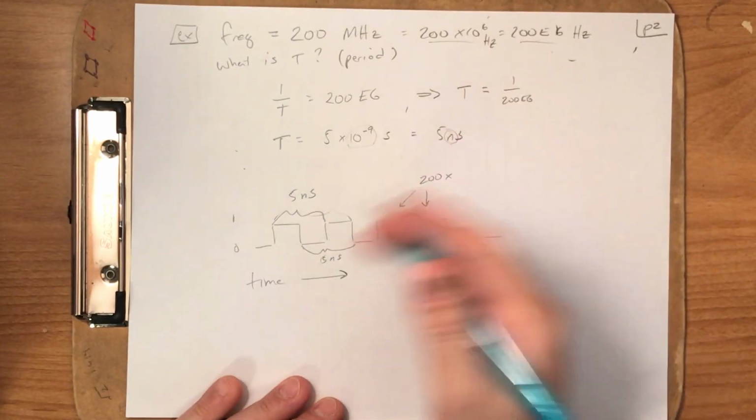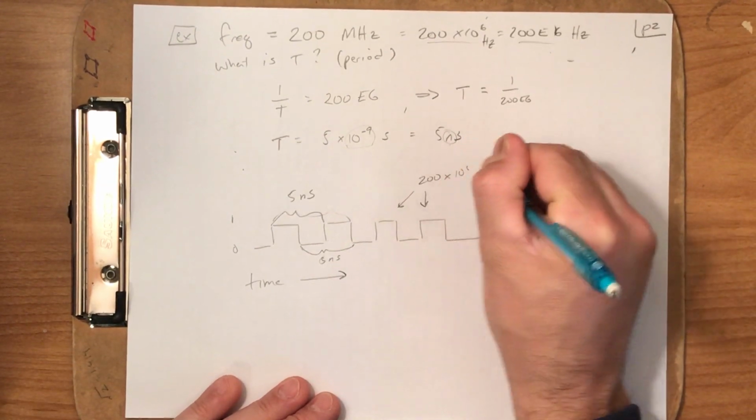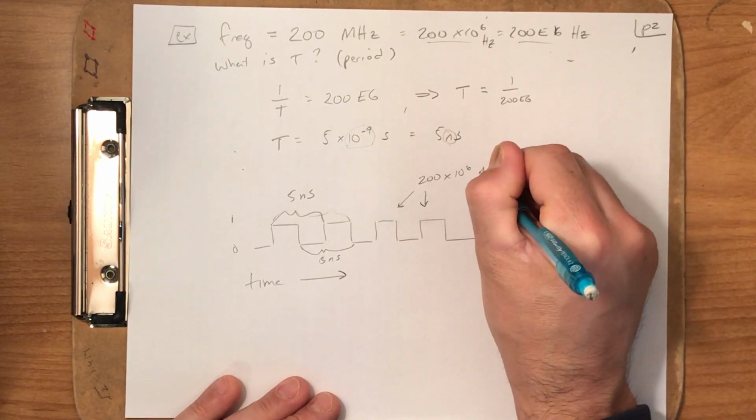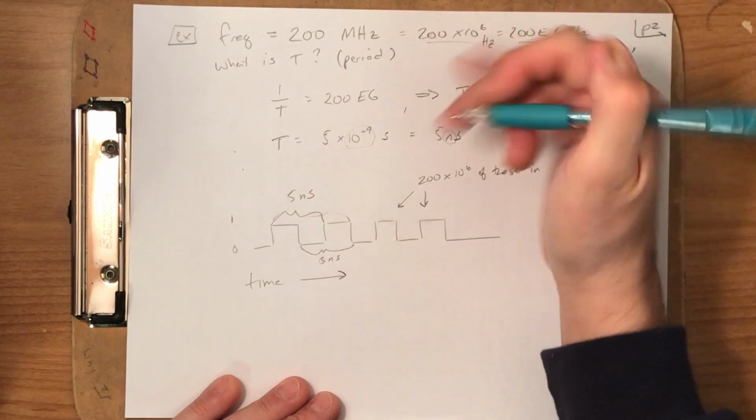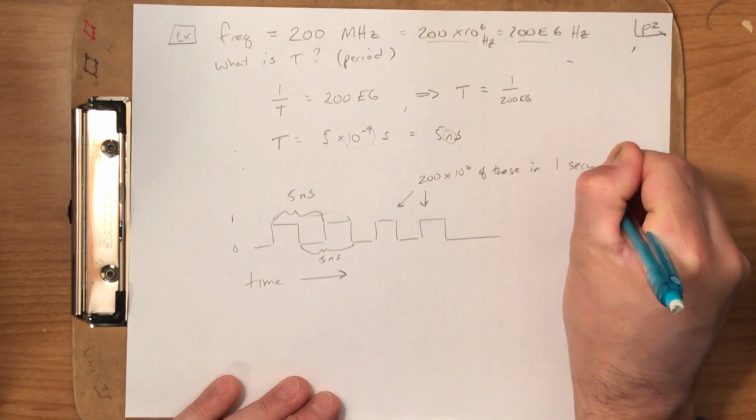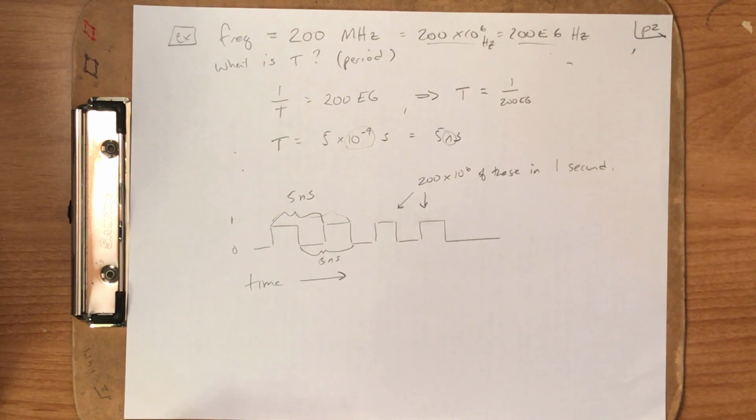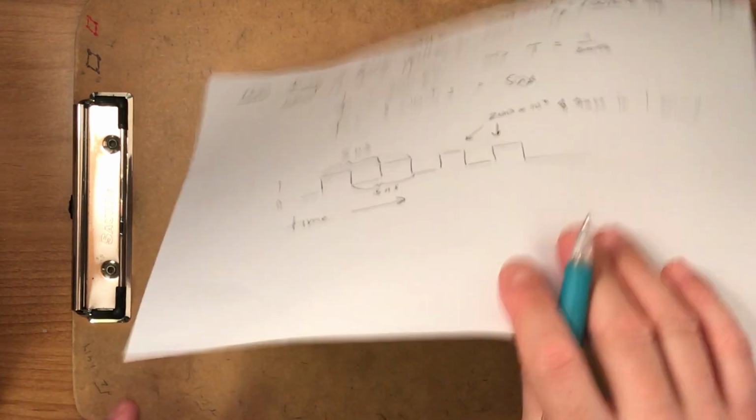To visualize the period, we can't draw that many of them. There's 200 times 10 to the 6th of these in one second. Extremely fast, although by CPU speed, that's really not all that fast. Like I said, this is extremely important for engineering disciplines and good for computer science to understand as well. And that's from the book. We will look at some more timing diagrams like that. There's one in the homework.